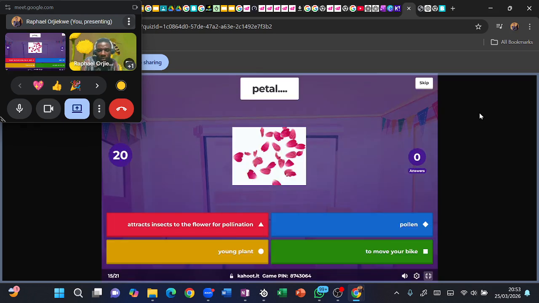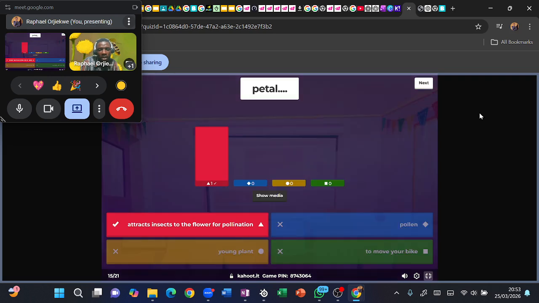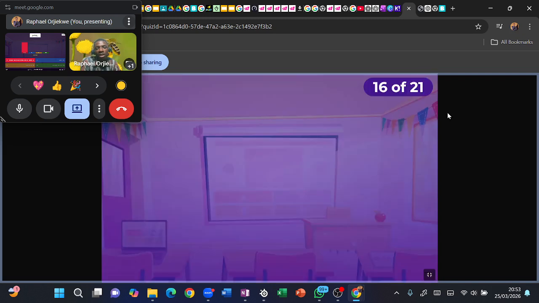Petal. Yeah, that's obvious. Most times the longest option is usually the answer. Sometimes the longest, as in weddings, is usually the answer. But that could also be a technique too.